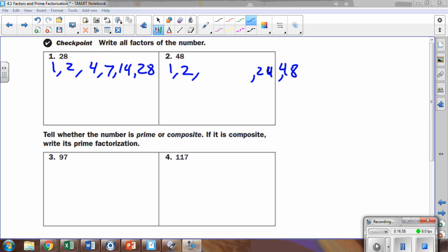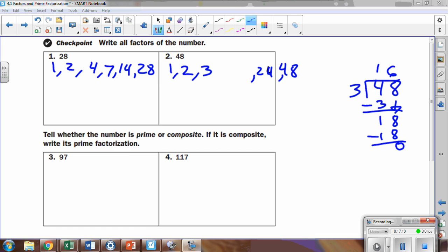Does 3 work? Well, if we're not sure, you can always do a quick piece of division. 48 divided by 3 goes in once, giving us 18. 3 goes in 16 times, and because we have no remainder, 3 works. The nice part about that is it's even given us our other one. We have 3 times 16. What else? Does 4 work? Yep. It's 4 times 12.